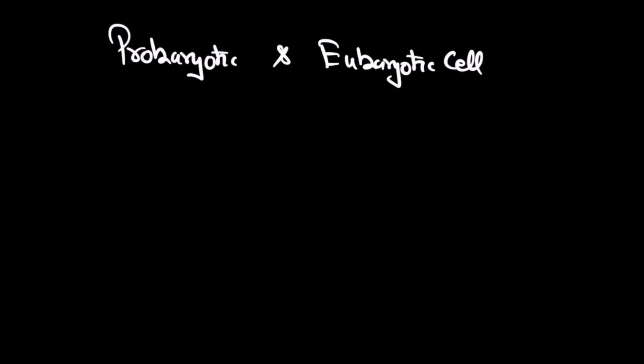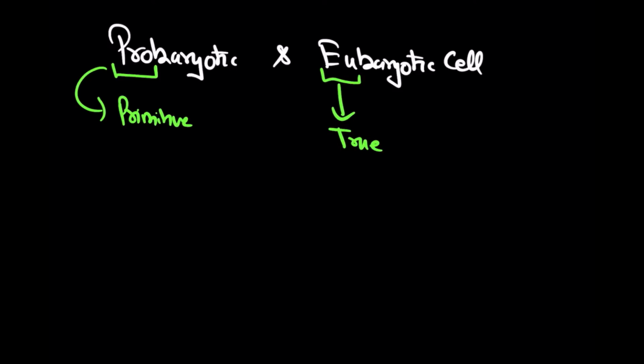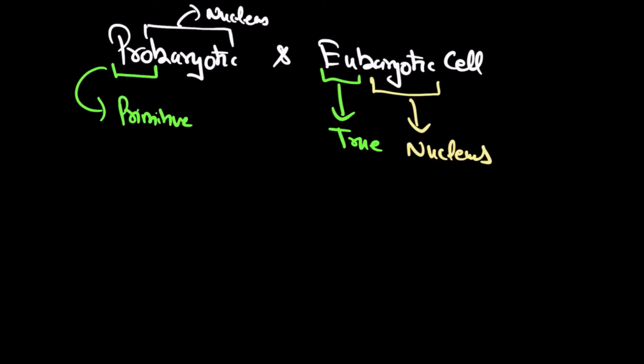Now try to see here, pro means primitive. Eu means true. And let's see this term karyotic. Here it means nucleus. Now in the case of prokaryotic cell, remember what you are going to see: primitive type nucleus.